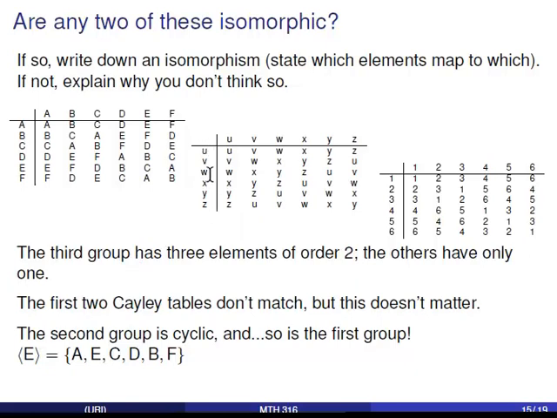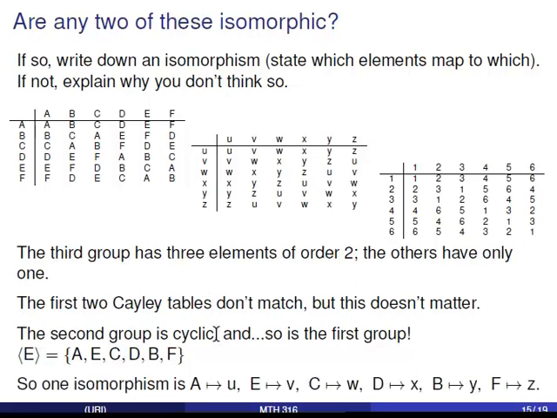So V generates this group, and this is the order it generates the elements in. We know that E generates this group, and E generates the elements in this order. And so that tells us that the elements in this order should correspond to the elements of that. One isomorphism we can come up with is that A maps to U, E maps to V, C maps to W, D maps to X, B maps to Y, and F maps to Z.